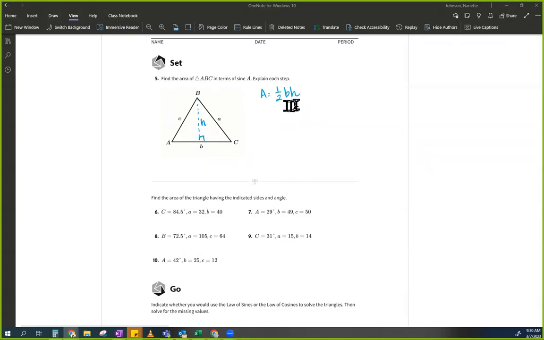Now I would be finished if they said find the area of this triangle. I'd be done. But they said in terms of sine A. So now I've got to somehow put sine A in here. I look at what sine A is and I'm like, oh, sine A is going to help me. So I asked you guys if you can write an equation with sine A. So you wrote an equation. Very good. Sine A is equal to what?